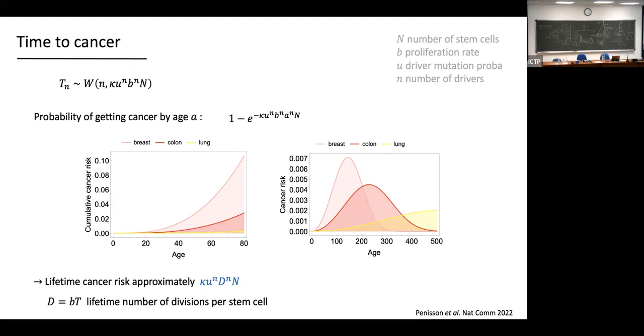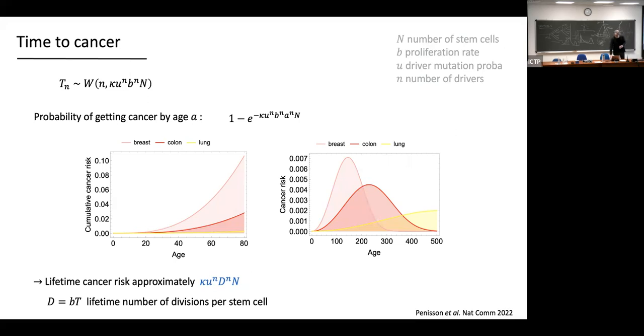I'm sorry, H here is A, before we had time, I keep changing some of the symbols on you. But here, what I'm doing is taking B and A together, or T as lifetime, and calling it D, for the number of divisions. So as you can see, there is a kappa constant and then U and D to the N, and then the number of stem cells.